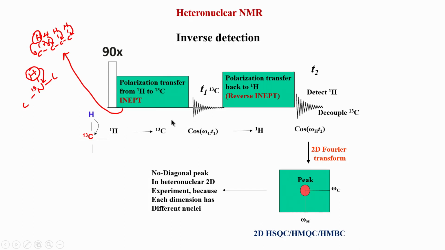Even if there was proton magnetization left, it would not be detected here because we are detecting carbon 13, we are capturing the carbon 13 FID. Therefore, a proton frequency does not evolve during T1, T1 is reserved exclusively for carbon. So there is no chance of having two proton chemical shifts correlated during T1 and T2, and therefore no chance of having a diagonal peak, because the frequencies are completely different. That is a very important difference: heteronuclear NMR experiments are devoid of diagonal peaks.